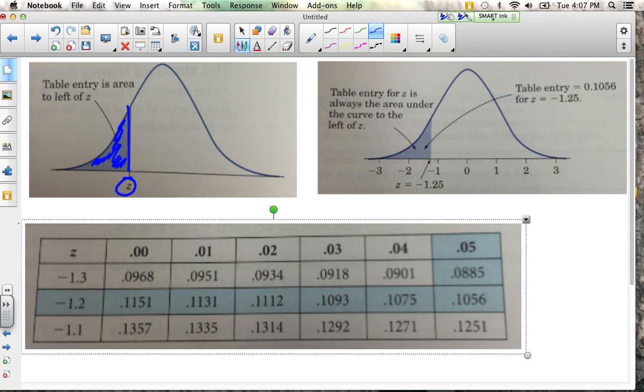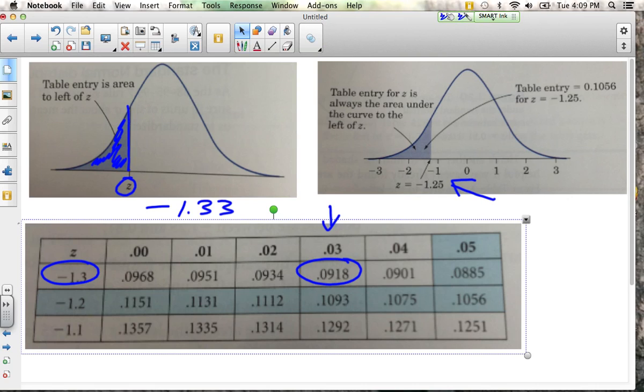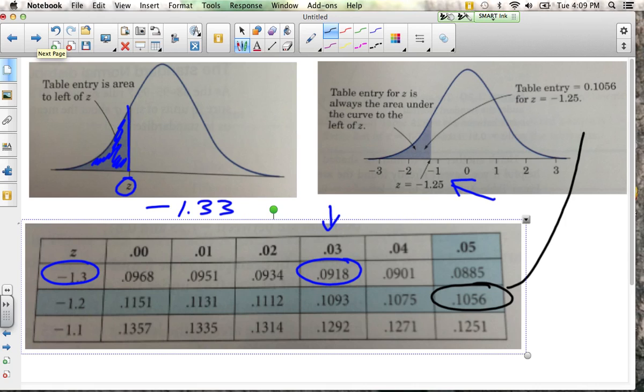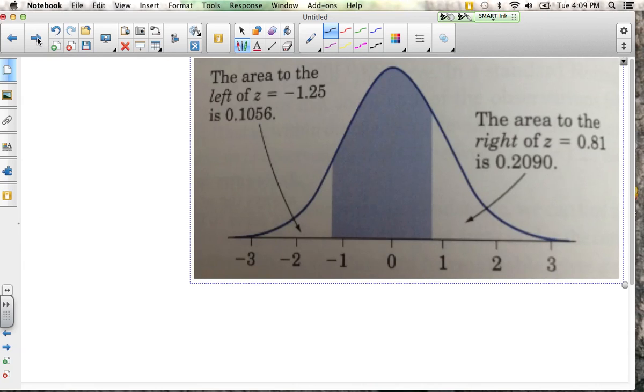Okay? Again, if I wanted a negative 1.33, here's negative 1.3, here's 0.03. Together, they make negative 1.33. So there would be my area under the curve of 0.0918. All right? Kind of look at this. This is a z-score of negative 1.25. So if you notice, negative 1.25 is right here. So that's an area of 0.1056. All right. And then finally, this is just another picture.